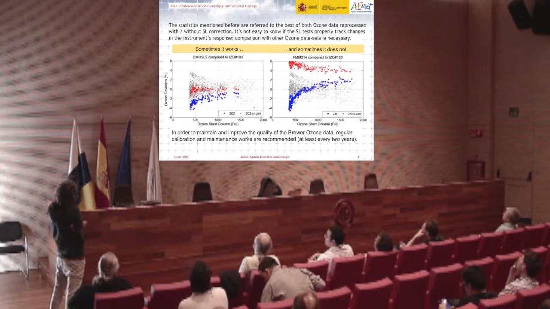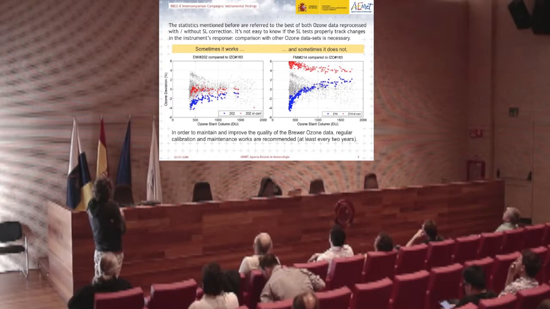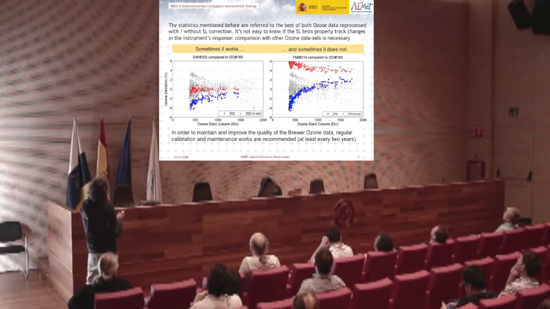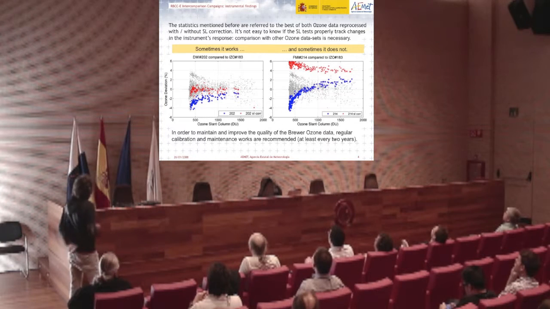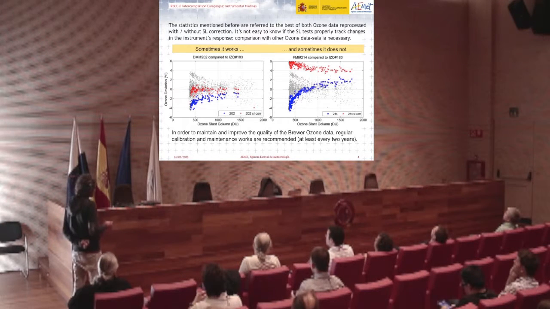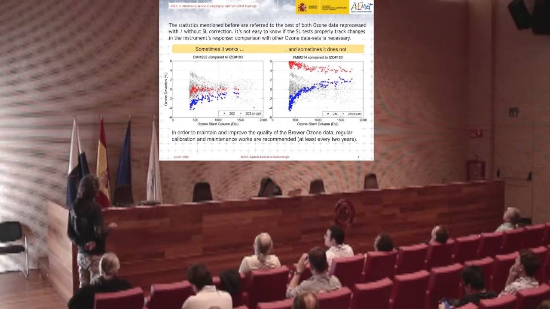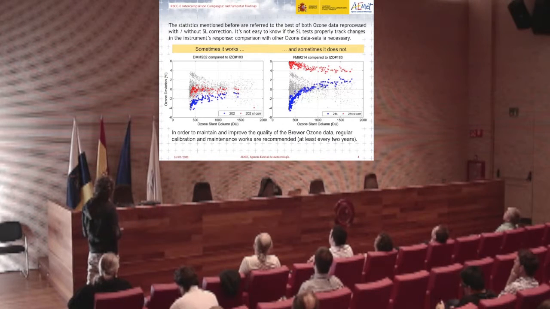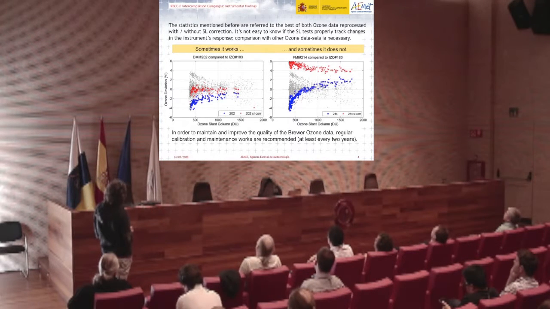I have to say that these statistics refer to the best of both ozone data, represented with or without a standard lamp correction. In principle, it's not easy to know in advance if the standard lamp correction will work or not. The only way to be sure of this is to compare your ozone data with another ozone data set, for example, from some reference instrument or from satellite.